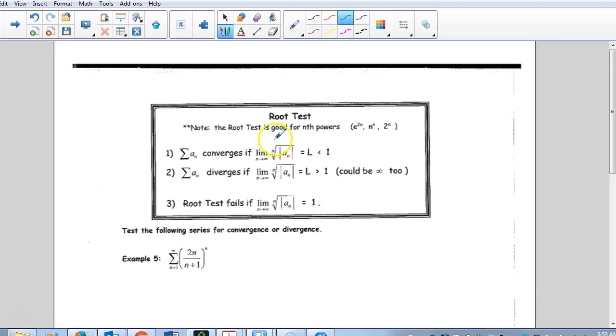So this is if I've got nth powers, so e to the 2n, n to the n, 2 to the n, so something really simple to a power, maybe a ratio to a power. You can take the nth root of it, so that's what this is saying, the nth root of the absolute value of whatever the rule is, and check that out. So if the limit is less than 1, just like the last one, it's going to converge. If it's greater than 1, it's going to diverge. And if it's equal to 1, no conclusion. Boo.